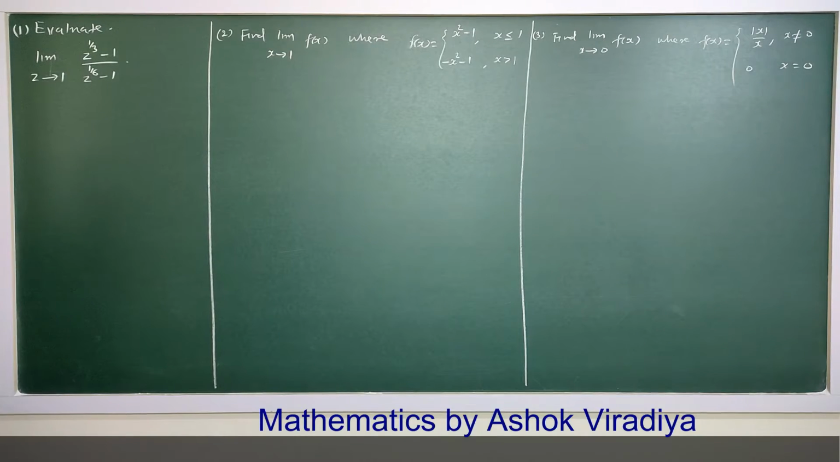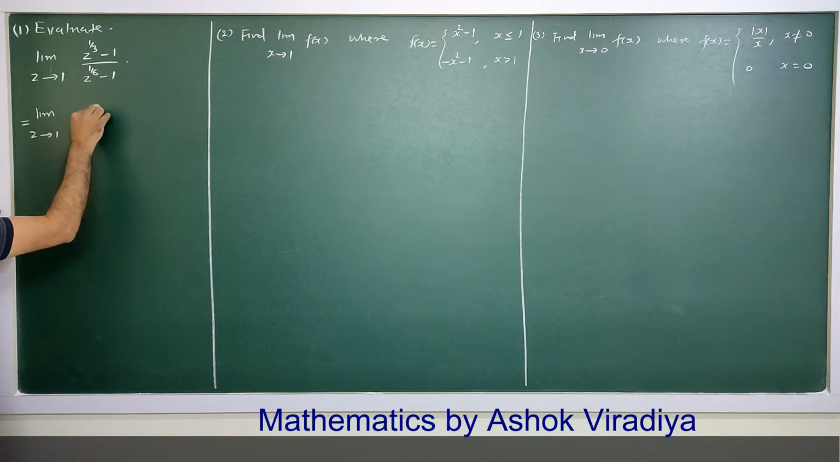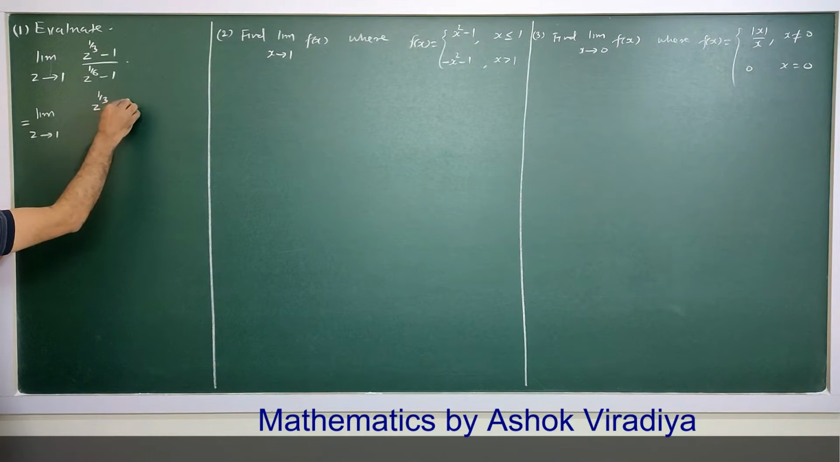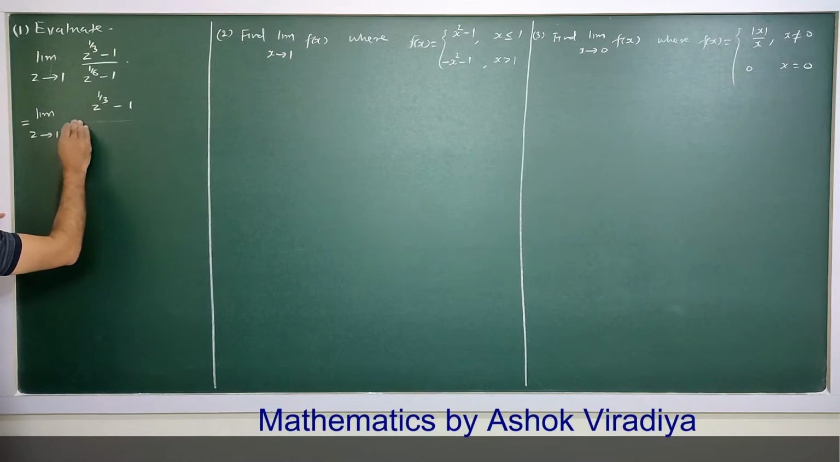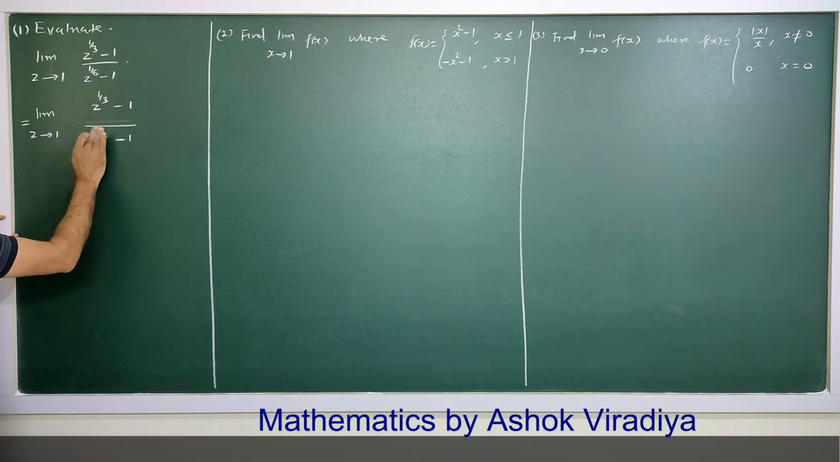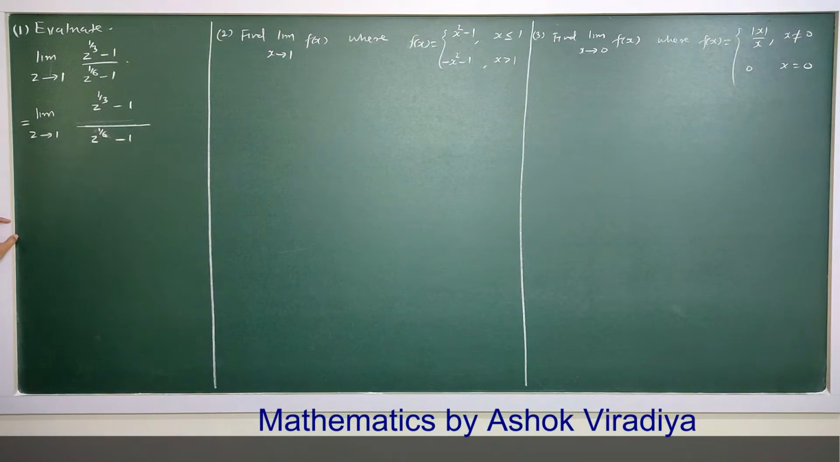Now evaluate this function, the limit as z tends to 1 of (z raised to 1/3 minus 1) upon (z raised to 1/6 minus 1). This is given. Now here, if we put z equal to 1, then the denominator will be 0 and the numerator will also be 0.